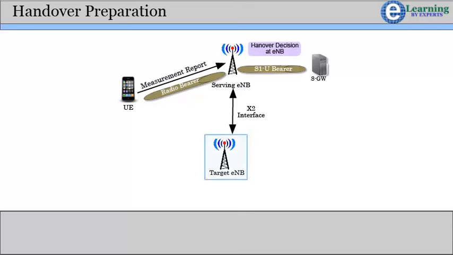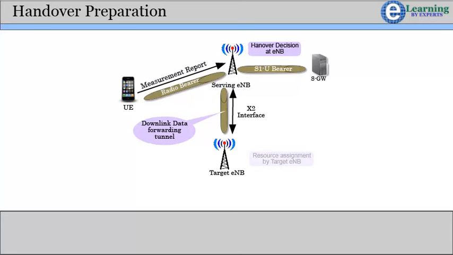Using the X2 interface, the source ENB will collaborate with the target to determine if the target can accept the data sessions for the UE, and to establish a data forwarding tunnel for downlink data. The target will assign resources, like a new CRNTI and a dedicated preamble for uplink synchronization for the UE, and report those resources back to the source.